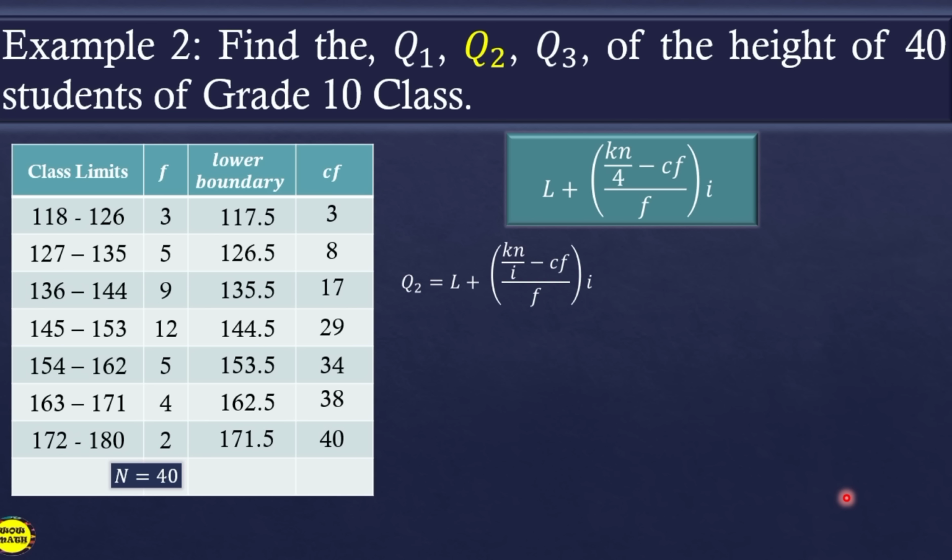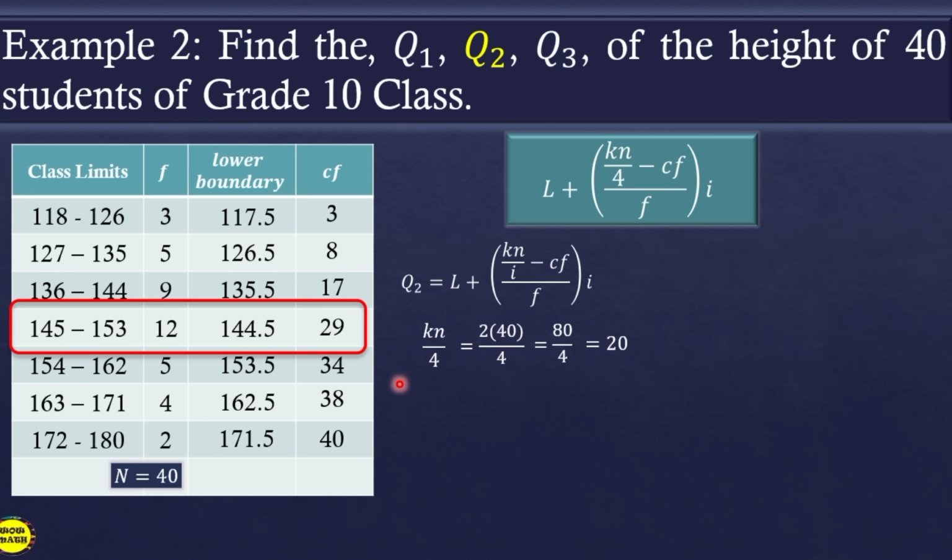Next is for the second quartile. So, papalitan lang natin yung K natin ng 2. So, 2 times 40, that is 80. Divide 4, the answer is 20. So, si 20 ay nasa pagitan ni 17 and 29. Okay? Nasa pagitan ni 17 and 29. So, kukunin natin yung mas mataas yung number. So, ito yung quartile class natin.